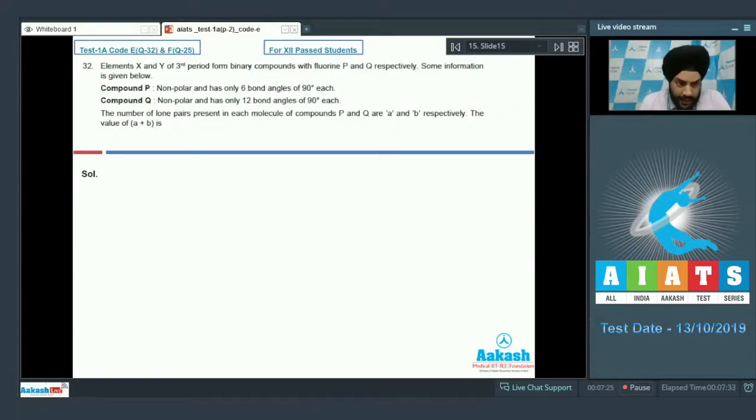Let's look at question number 32 now. Elements X and Y of the third period form binary compounds P and Q respectively with fluorine. Some information is given below. Compound P is non-polar and has only 6 bond angles of 90 degrees each. Compound Q is non-polar and has only 12 bond angles of 90 degrees each. The species which has 6 bond angles of 90 degrees each only and is non-polar has to be PF5. And the compound Q which has 12 bond angles of 90 degrees and is non-polar has to be SF6. So compound P is PF5 and compound Q is SF6.